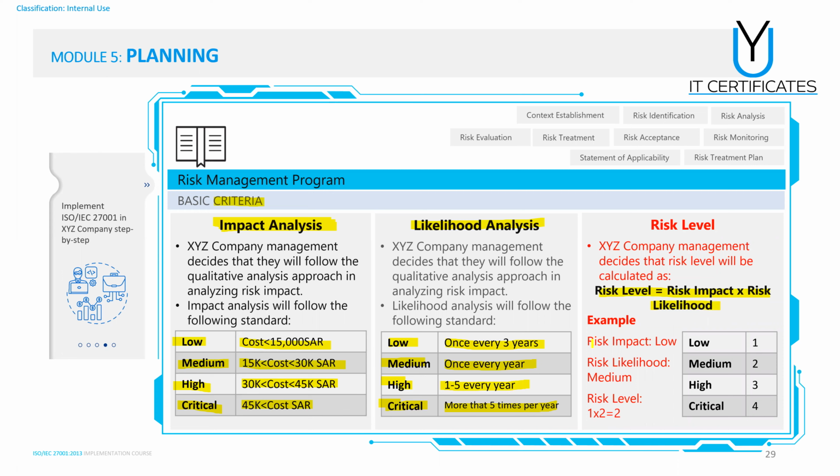Let's have an example here. The risk impact was low and the risk likelihood was medium. Low is represented by 1, medium by 2, high by 3, critical by 4. So the impact, being low, is 1, and the likelihood, being medium, is 2. Then the risk level is 2. This 2 means that the risk is considered a medium level.